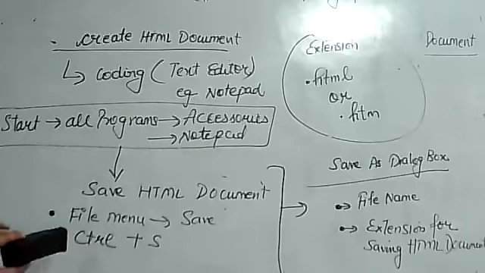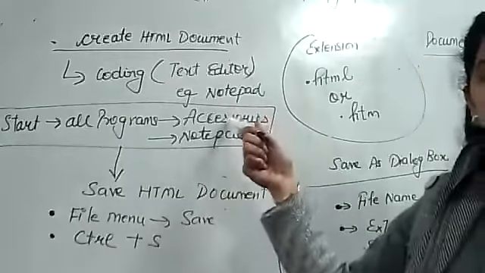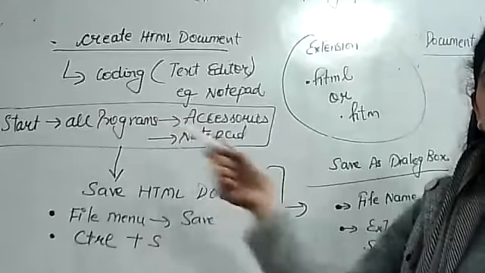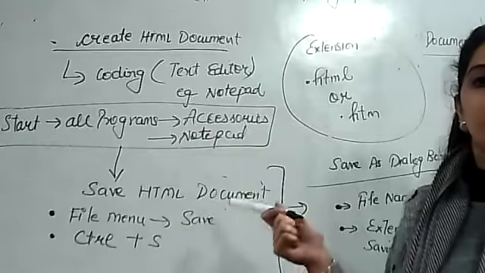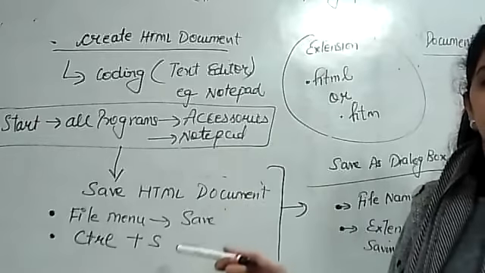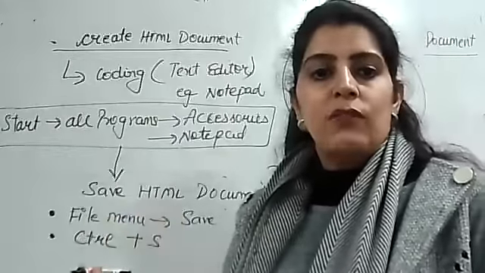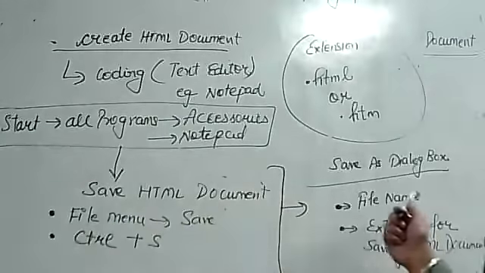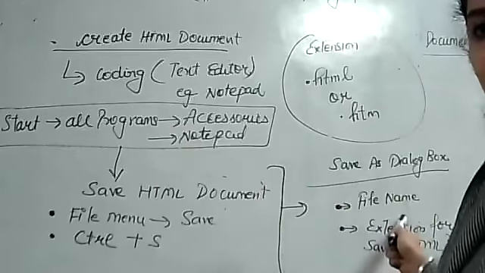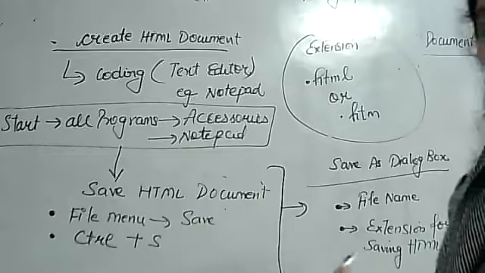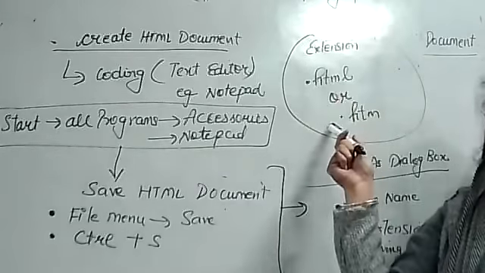Now look at the steps once again. Firstly, open the notepad. Once you have opened the notepad, start typing the code. Now next is to save that coding. How to save? By either the shortcut key Ctrl+S or file menu save option. When you follow this method, the save as dialog box will appear. In the save as dialog box, you will specify the file name. After specifying the file name, you have to tell the extension for the HTML document. The extension is .html or .htm.